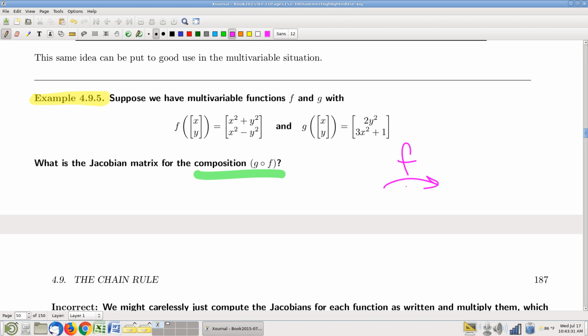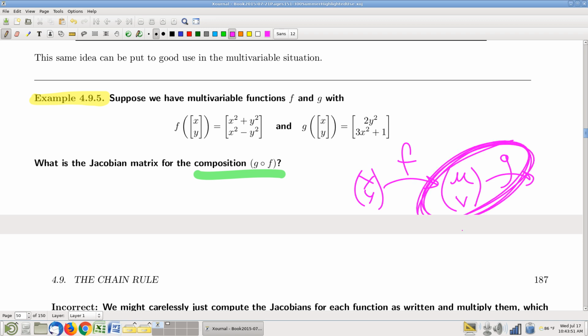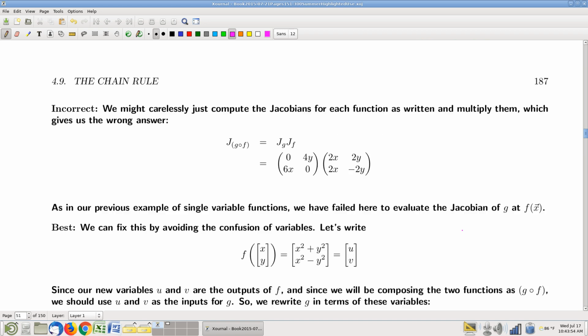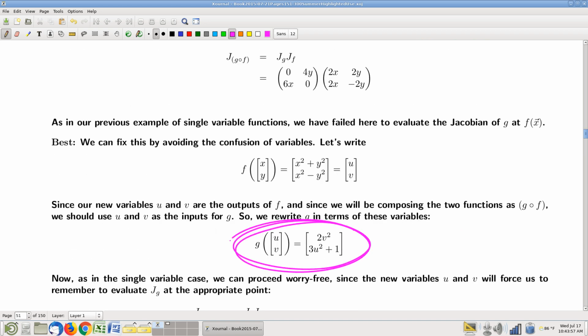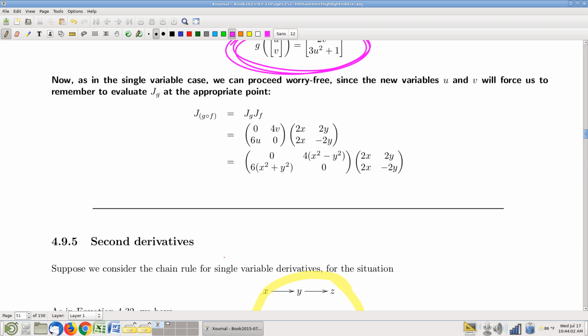If f takes x and y as its inputs, I've got to give different names to the outputs. Maybe I call them u and v. Well, whatever I call the outputs from f, that's got to be the name that I give to the inputs to g. So I've got to rewrite g now in terms of u and v. Here we go. Rewrite g in terms of u and v. Same exact function. Right? And if you do that, there's no confusion of variables when you write down your product of Jacobians. You don't have to remember, don't forget to plug in the thing into the thing. No, it's just the variables keep track of it for you.